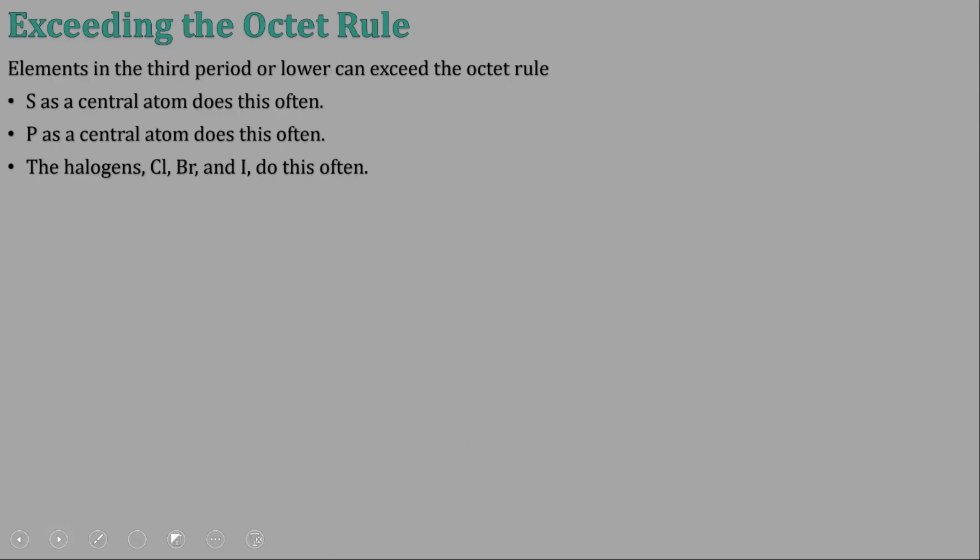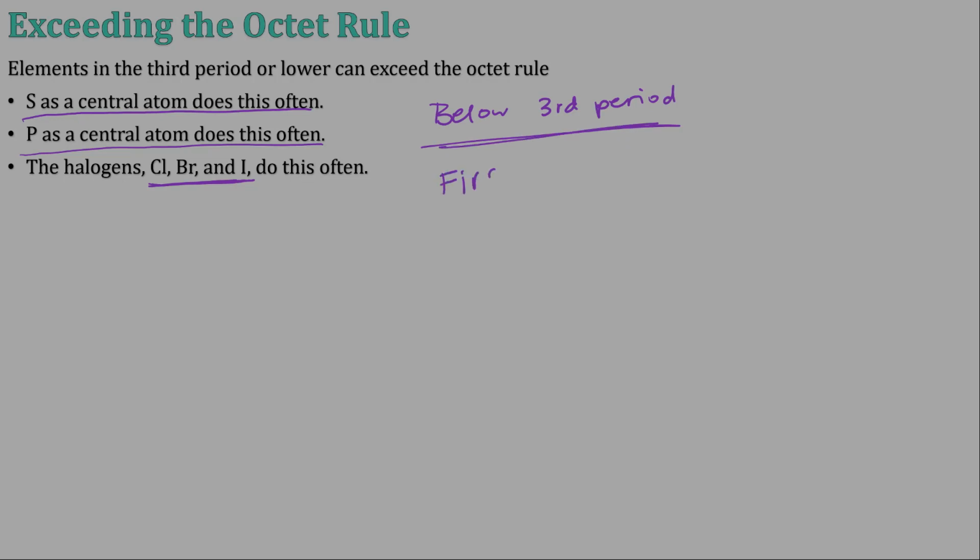All right, so some elements can exceed the octet rule, and we've seen this sometimes, but sulfur does it a lot, phosphorus does this a lot, and the halogens, chlorine, bromine, and iodine do this. They have to be below the 3rd period, and this is simply because in the 3rd period is where the first D block occurs.